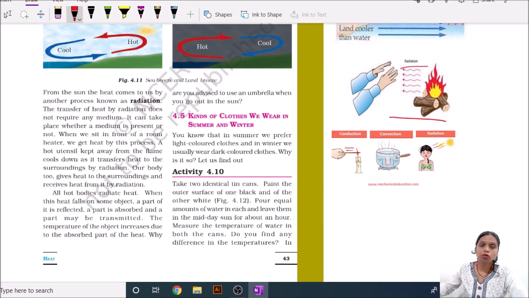And sometimes in the winter season, whenever you start the heater in your room and lock the room, you will feel the warm effect. What does it show? It shows the process of radiation. Sometimes heat is transmitted without any medium, and this type of process is called radiation. You can see here the processes of conduction, convection and radiation.